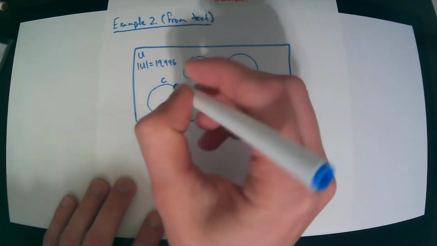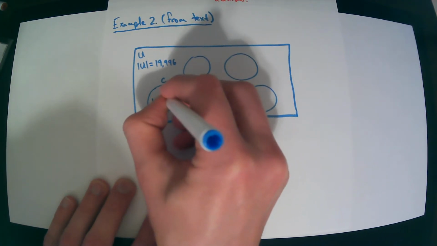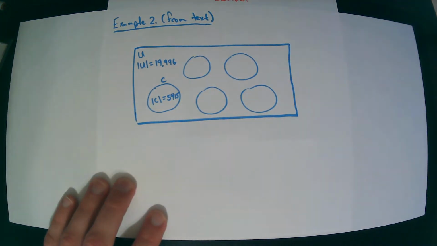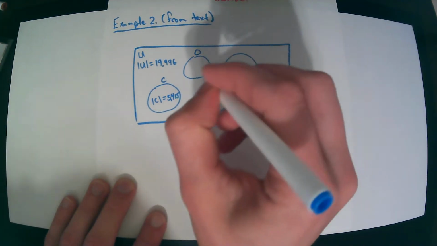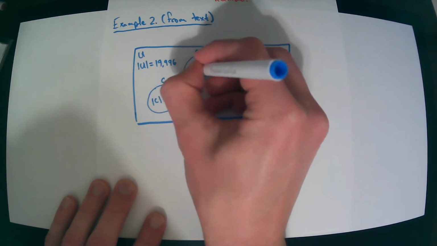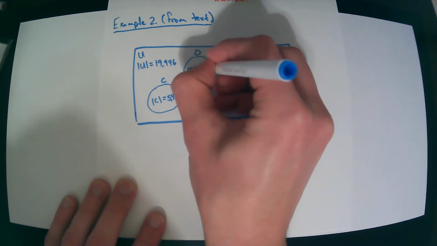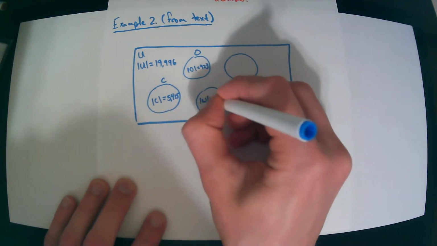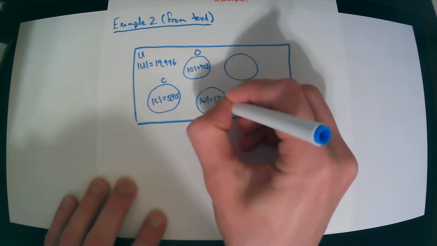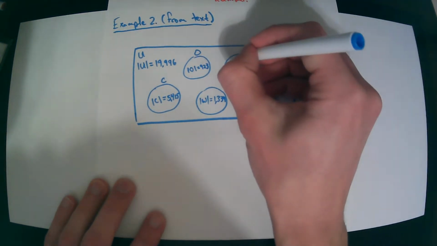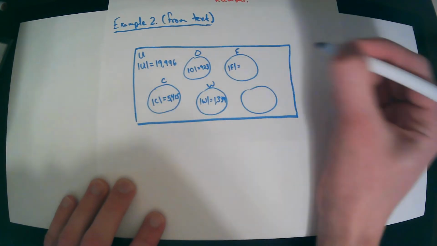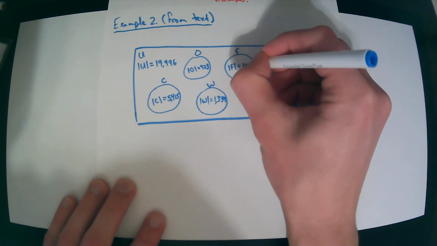So, C for California, and they tell us that the cardinal number of C is 5,415. For Oregon, O for Oregon, there are 923. Washington, there are 1,339. Florida, there are 1,009.